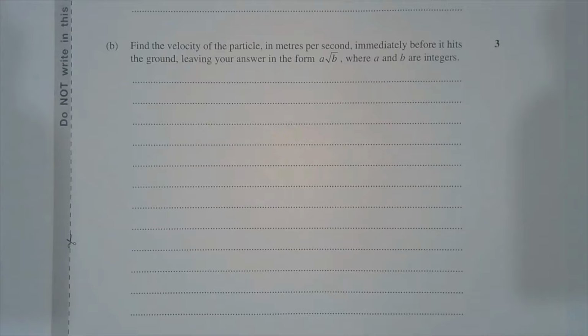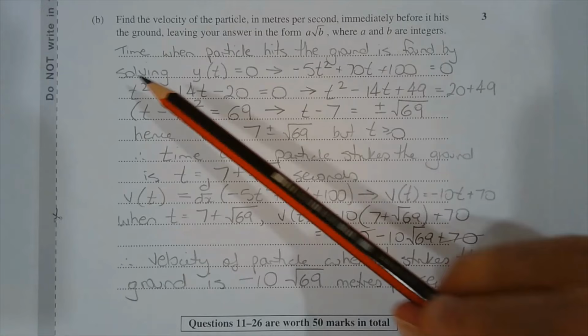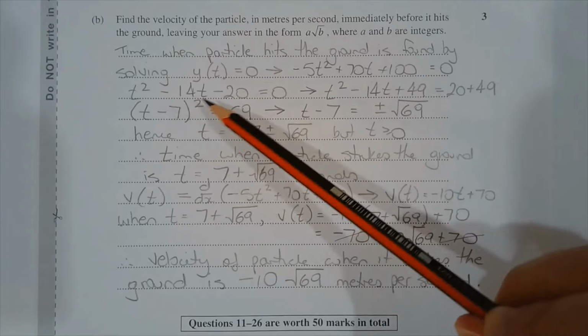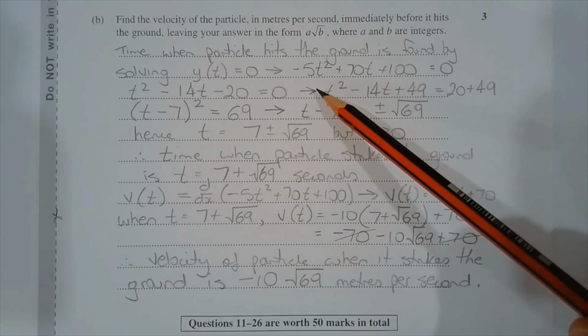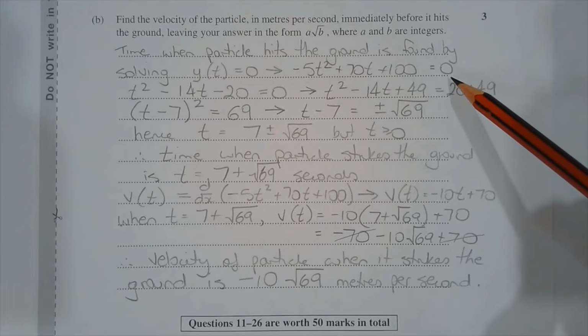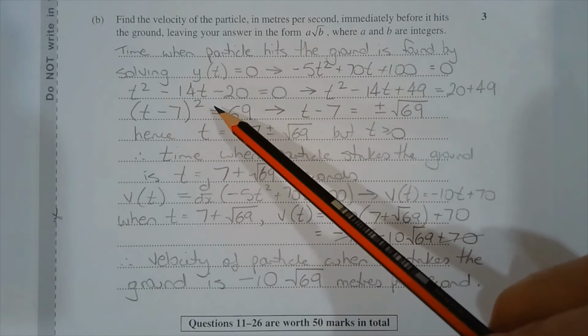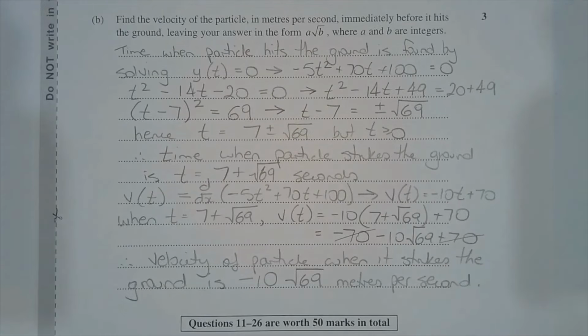Part B. Find the velocity of the particle in meters per second immediately before it hits the ground, leaving your answer in the form a square root of b, where a and b are integers. The time when the particle hits the ground is found by solving y of t equals 0. In other words, negative 5t squared plus 70t plus 100 equals 0. Dividing both sides by negative 5, we have t squared minus 14t minus 20 equals 0.